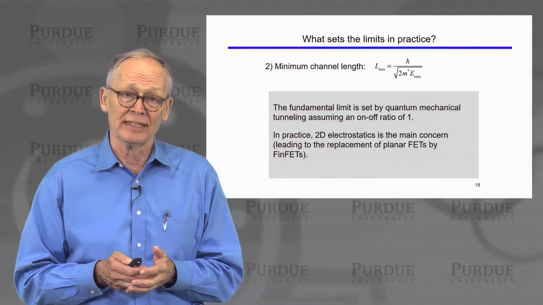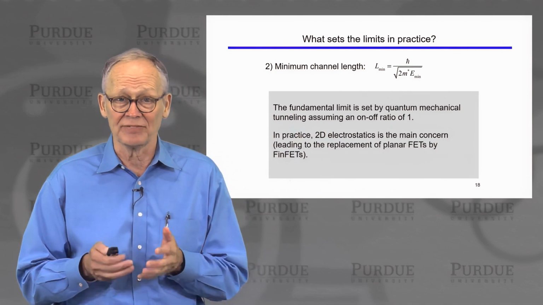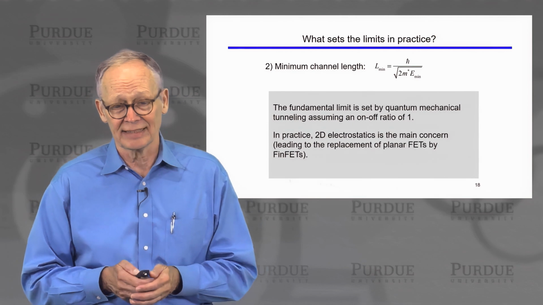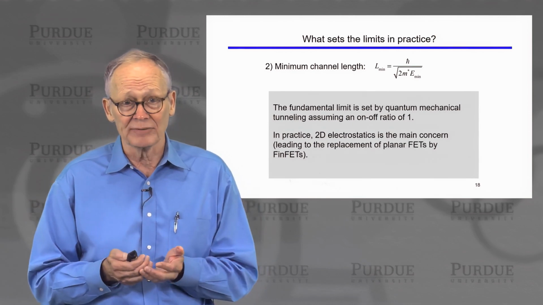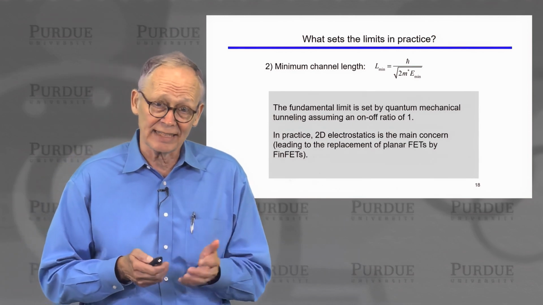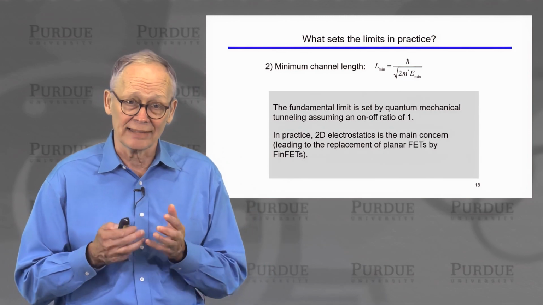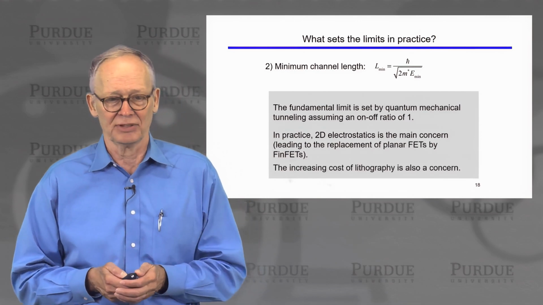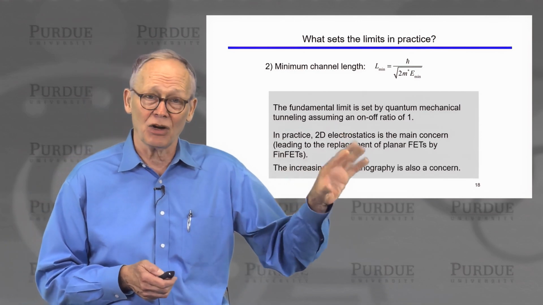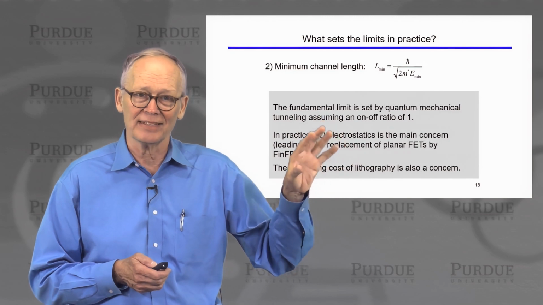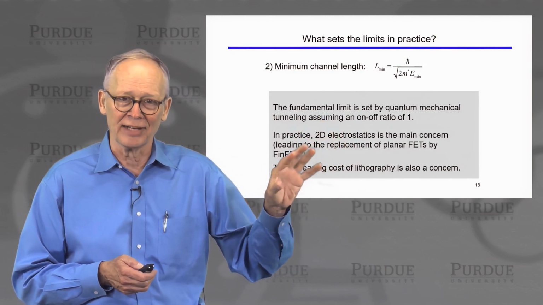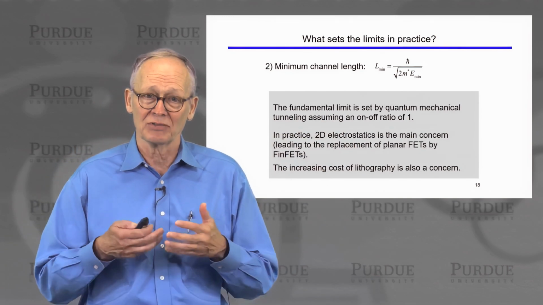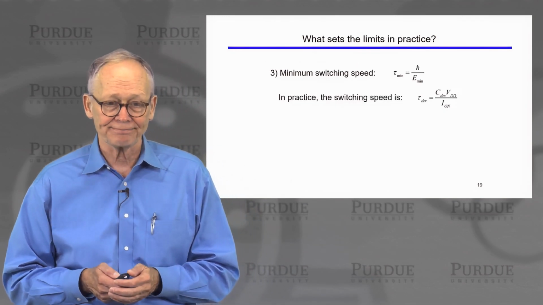That's what's led to the replacement of planar MOSFETs by FinFETs to try to control short channel effects and 2D electrostatics. Eventually, gate-all-around devices or nanowire devices may be the next step in trying to control electrostatics before quantum mechanical tunneling eventually produces a fundamental limit. Now, the increasing cost of the lithography needed to produce these very fine lines for the short channel lengths is also a factor that's becoming more and more important from a practical point of view.